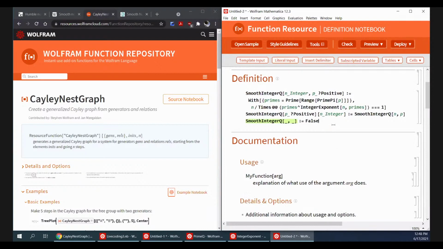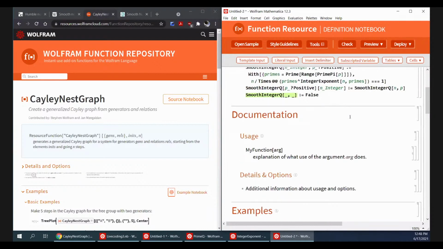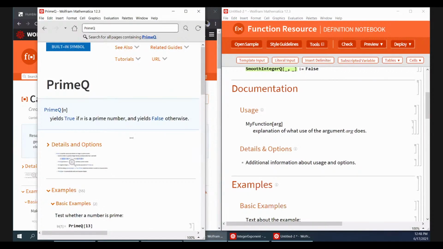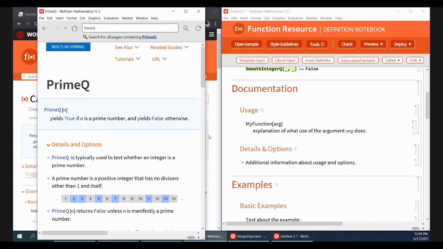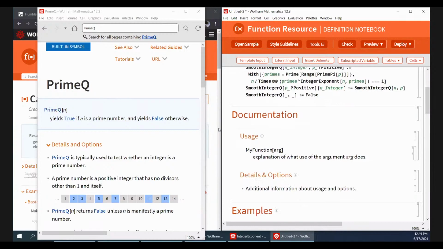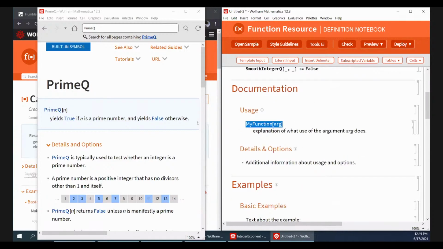I don't think we need to do anything else in the definition section, so we'll go on down to the documentation. Now this is more similar to the built-in documentation. So we've got the usage, which is this kind of blue section there. Details and options is similar to that. What we want to do is be as true to the conventions of the Wolfram Language as possible. And so we're creating something that's somewhat similar to some other Q function like PrimeQ. So what we want to say is SmoothIntegerQ of, now there's two inputs for ours as opposed to PrimeQ, but we'll say maybe n and p.